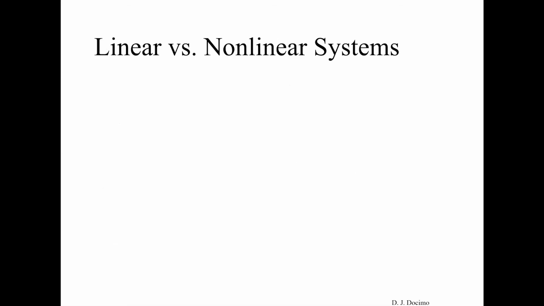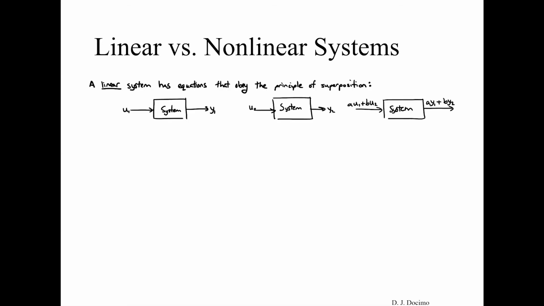So for our second category, we have linear versus nonlinear systems. So a linear system has equations that obey the principle of superposition. So if we have an input u1 and we put that into our system, we're going to get an output of y1. If we have an input u2 going into our system, a different value than u1, we're going to get y2 out of it. And if we have a times u1 plus b times u2, we're going to get a combination of those, a times y1 plus b times y2, out of our system. So that is what superposition is.